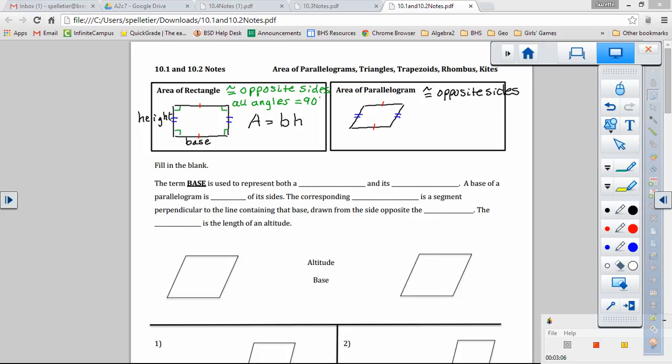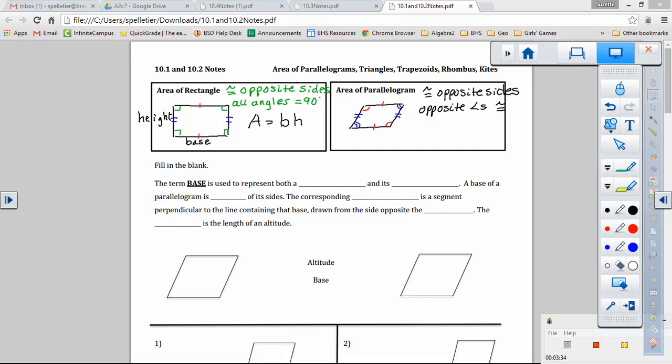Notice though that the angles are not all equal to 90 degrees. What we do know about the angles though is that opposite angles are congruent. That means that this angle up here equals this one down here. They're opposite from each other. And this angle up here equals this angle down here. They're opposite from each other.